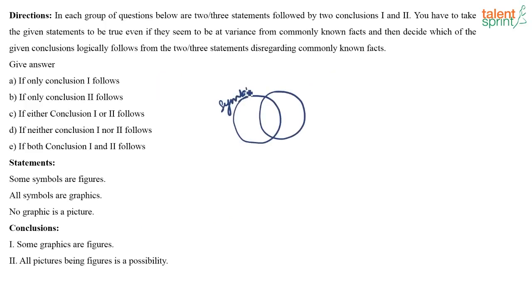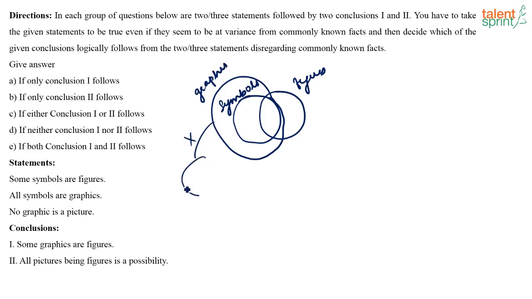Next, some symbols are figures. All symbols are graphics. No graphics is a picture. So these are your given statements. First conclusion, some graphics are figures. Yes, definitely some graphics are figures. If you look at this intersection, some graphics are figures, correct.